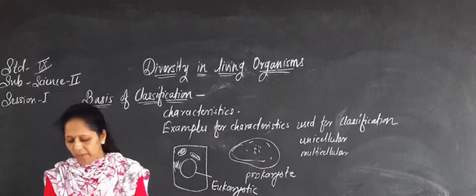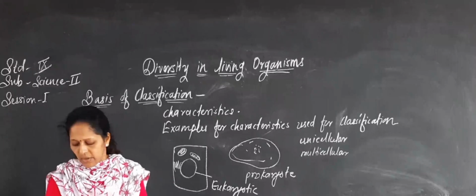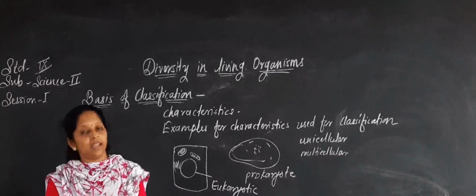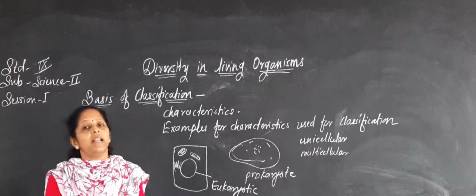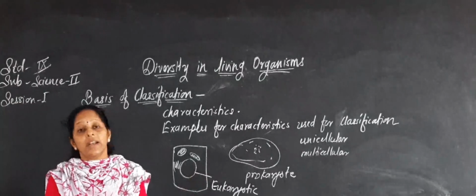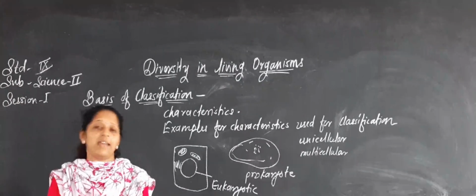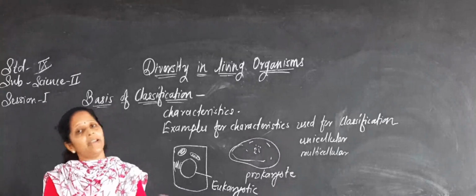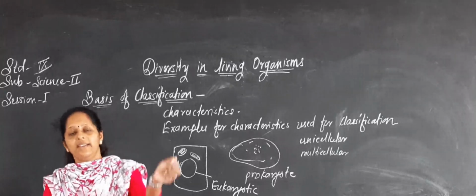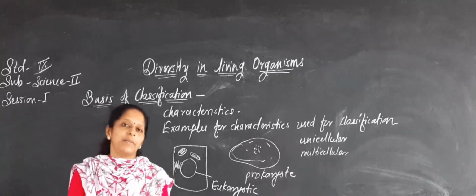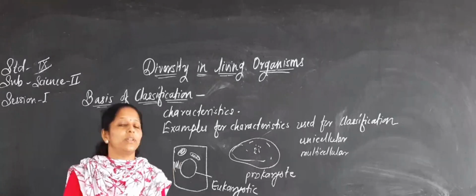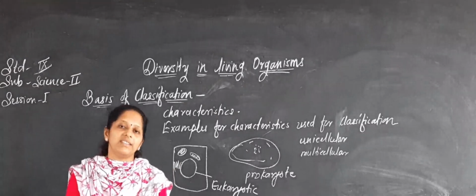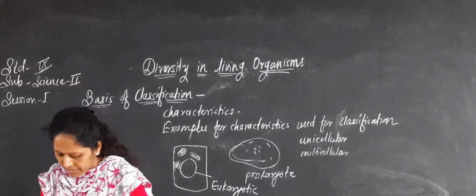Next, about photosynthesis: plants prepare their own food but animals do not, so organisms are differentiated on this basis as well, with the help of photosynthesis, as autotroph or heterotroph.